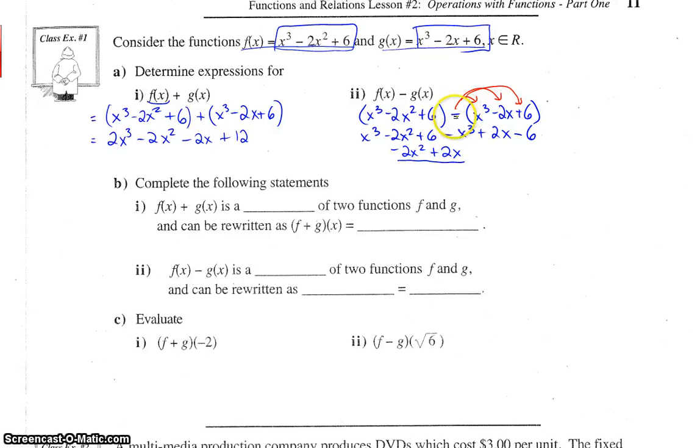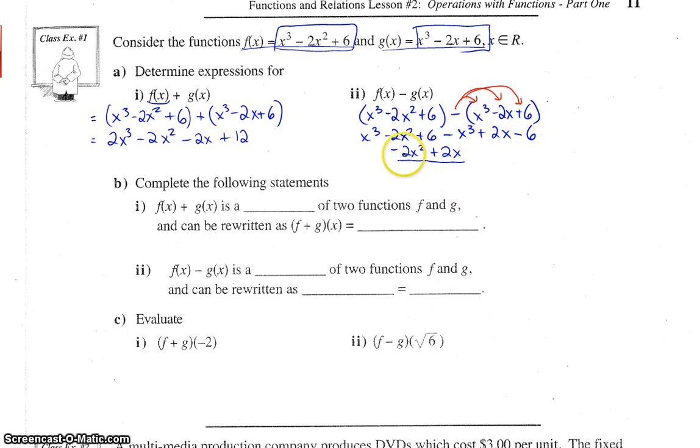Did you remember to multiply that negative 1 through the brackets? That is the most common error that students make. So when you do that, you get negative x cubed, then negative times negative 2x would be positive 2x, and negative times positive 6, negative 6.